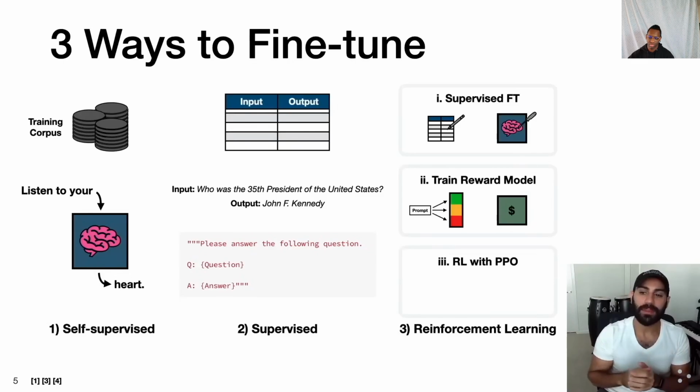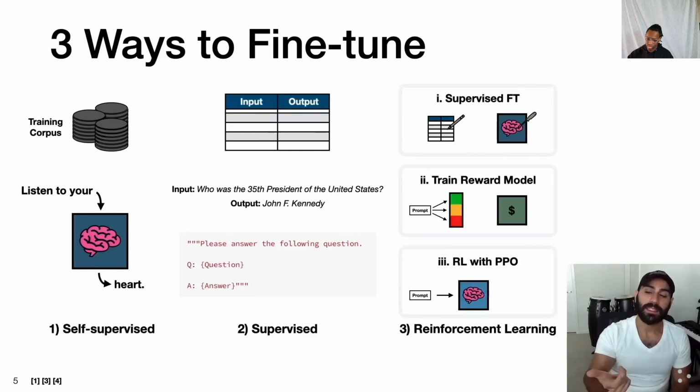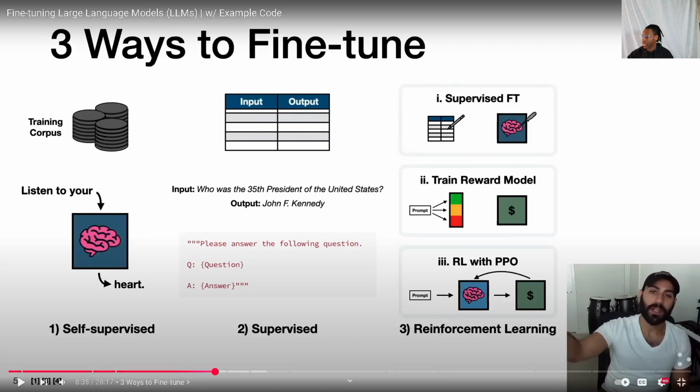And then the final step is to do reinforcement learning with your favorite reinforcement learning algorithm. In the case of InstructGPT, they used proximal policy optimization, or PPO for short. What this looks like is you take the prompt, you pass it into your supervised fine-tuned model, and then you pass that completion to the reward model. And then the reward model.